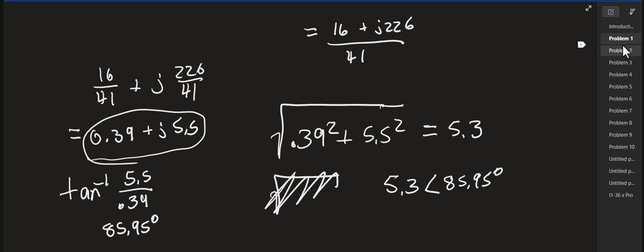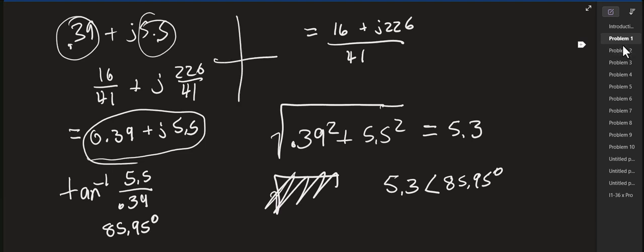So any questions on that before I go on to the next one? Yes? Wait, did you determine it was in quadrant 1 by getting the 85.95? No, that does not tell me it's in quadrant 1. This tells me it's in either quadrant 1 or 3. The way I told was because I have 0.39 plus j5.5. That tells me both the real part and the imaginary part are positive, and so it's here.